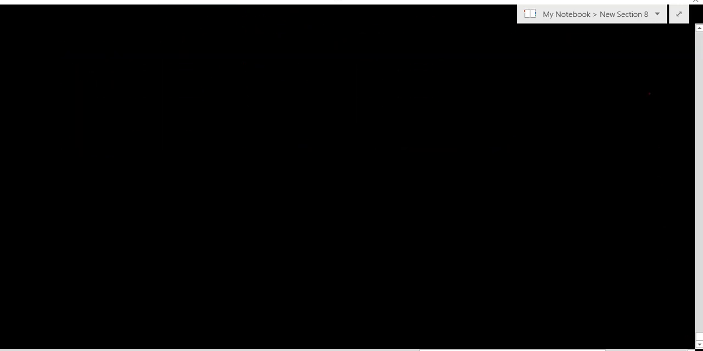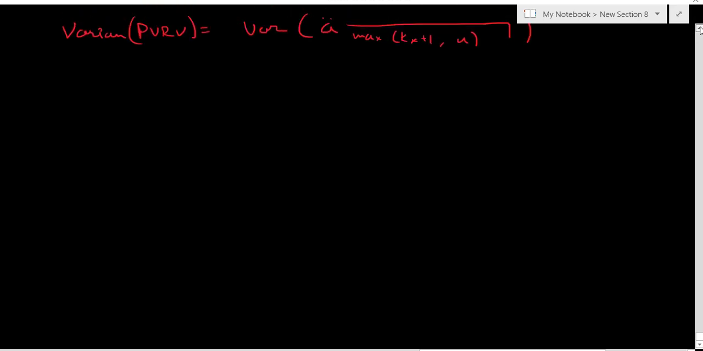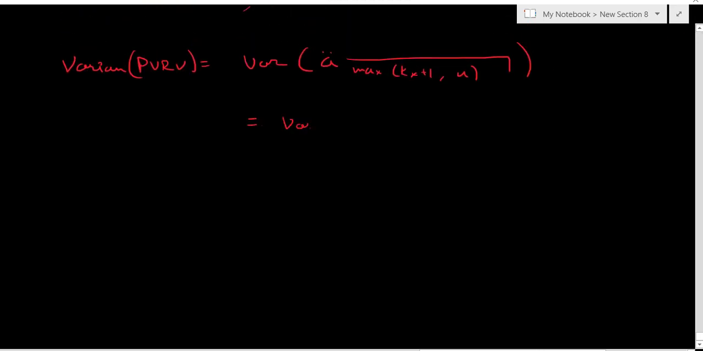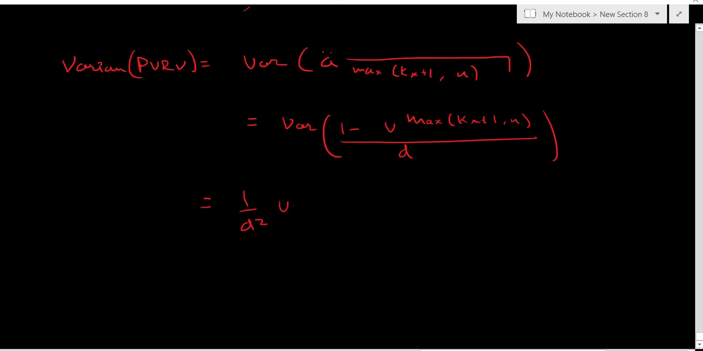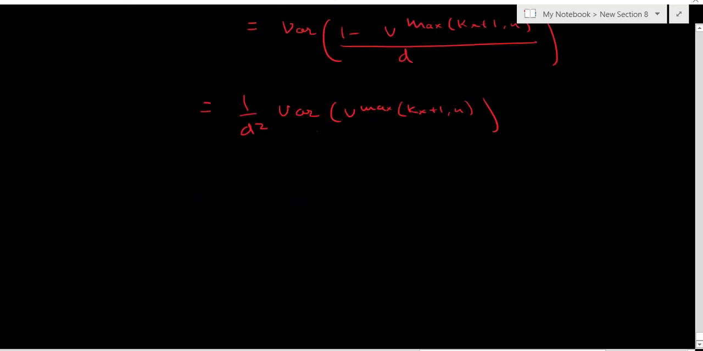Now let's open this up using the standard formula for annuities. So this is the variance of 1 minus v to the power of maximum of K_x plus 1 comma n, over d. The d comes outside, and since variance is independent of origin, it becomes variance of v to the power of maximum of K_x plus 1 comma n. Now the challenge that remains is only to calculate this part.